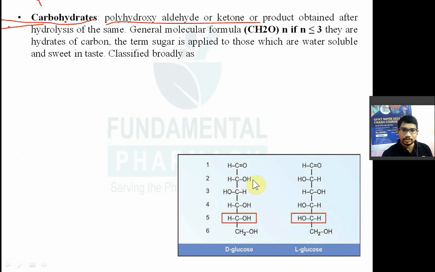See, you can see over here is a hydroxyl group. This hydroxyl group. So there are different hydroxyl groups. There are many hydroxyl groups in one molecule of sugar. In one molecule of carbohydrate there are many hydroxyl groups. That's why they are known as polyhydroxy.